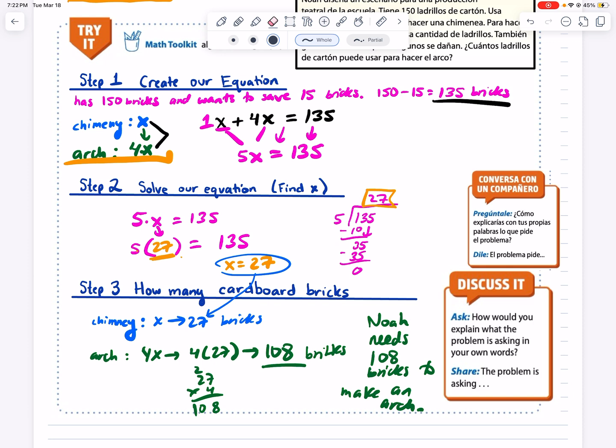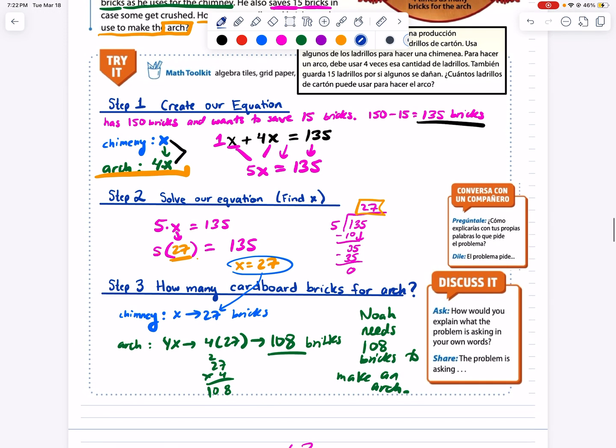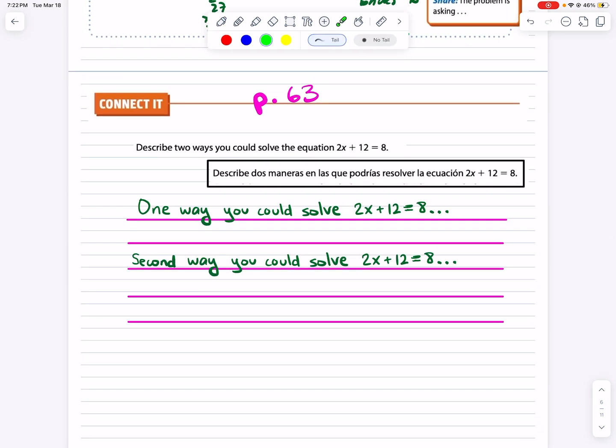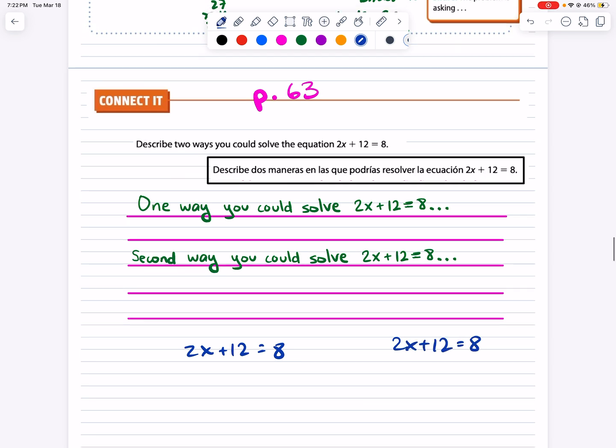Okay. And I'm going to change this for arch. There you go. Awesome. Now we have here in the Connect It: describe 2 ways you could solve the equation 2x plus 12 equals 8. There's 2 ways.